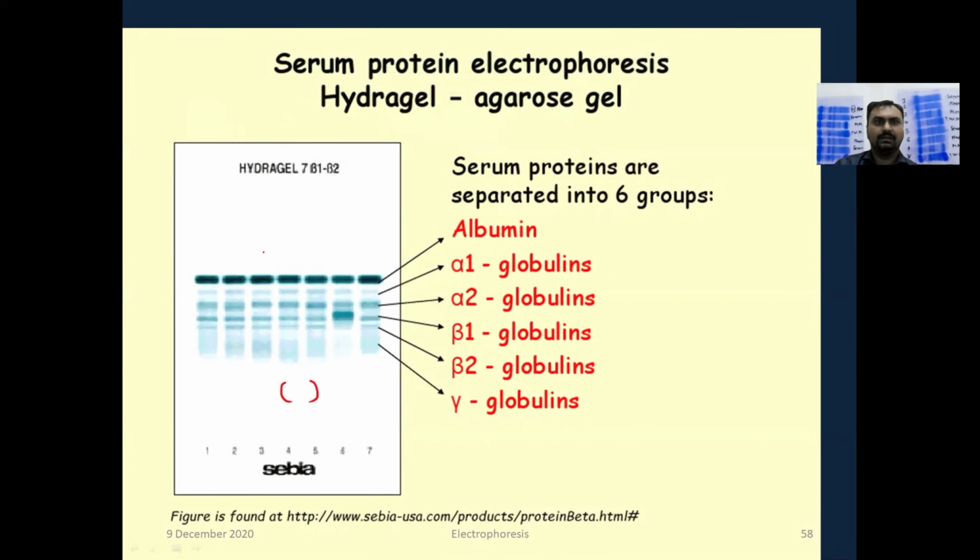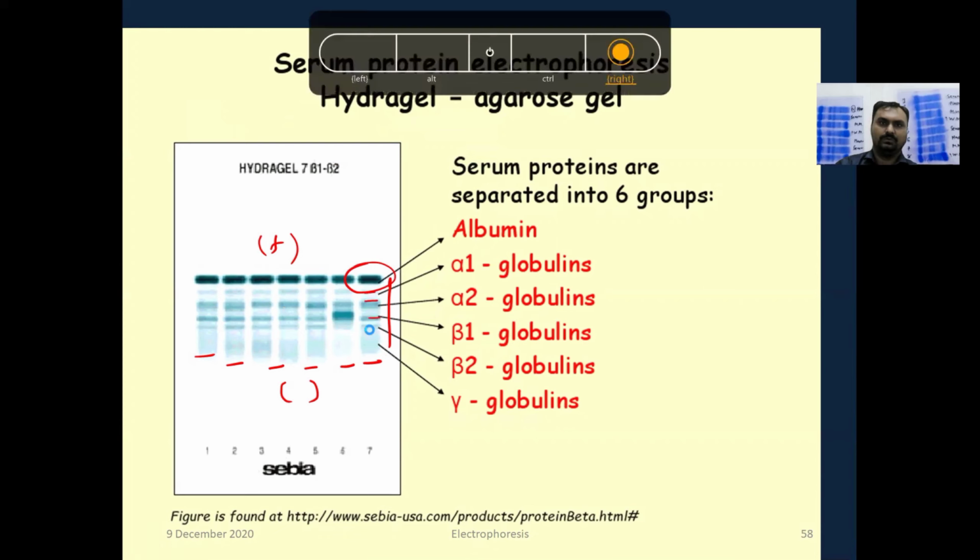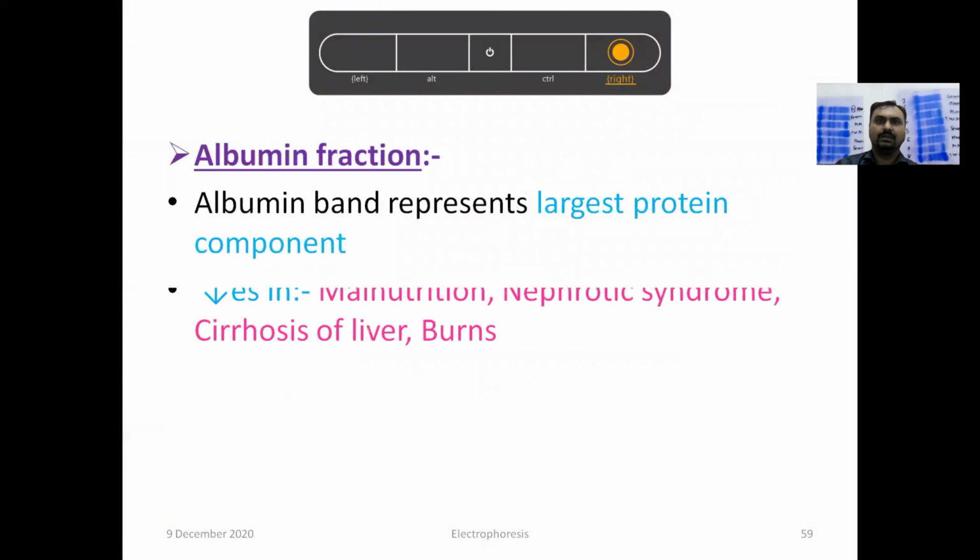Here you can see the electrophoresis pattern. Here there is a negative electrode, here it will be the positive electrode. When we apply the sample here, molecules will move. This is the sharp band of albumin, then alpha 1, alpha 2, beta 1, beta 2. This is a normal electrophoresis pattern.